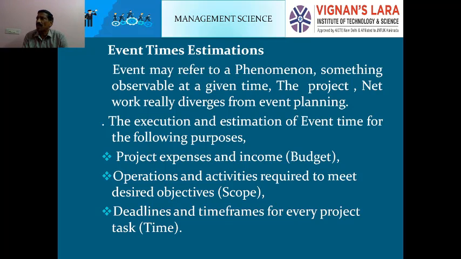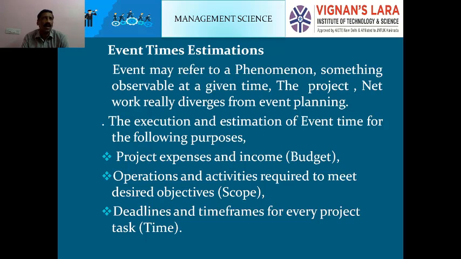An event is a task which has a phenomenon, something that can be started and ended within a defined period of time, made with the help of predetermined planning. That is, an event may refer to a phenomenon, something observable at a given time. The project network really diverges from event planning. The execution and estimation of event time are for the following purposes.